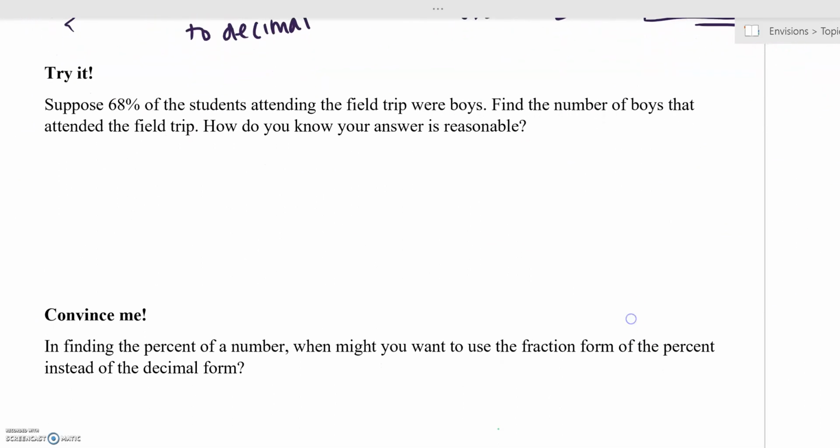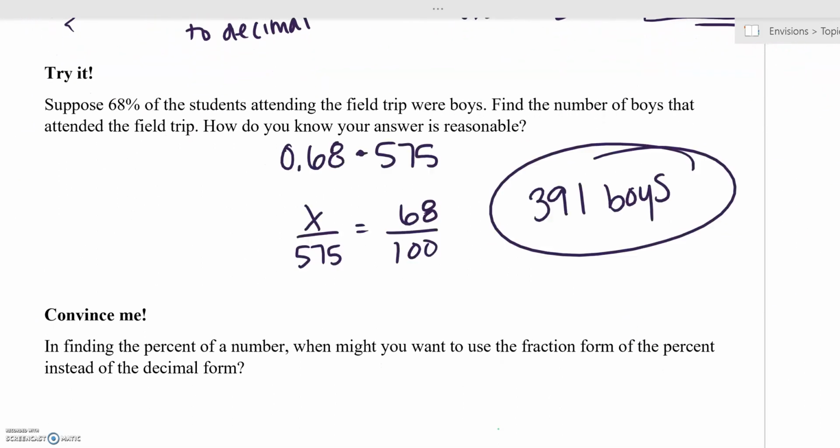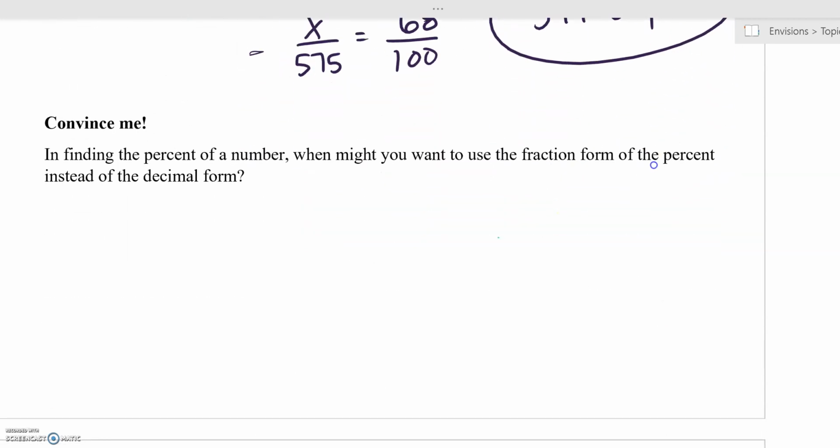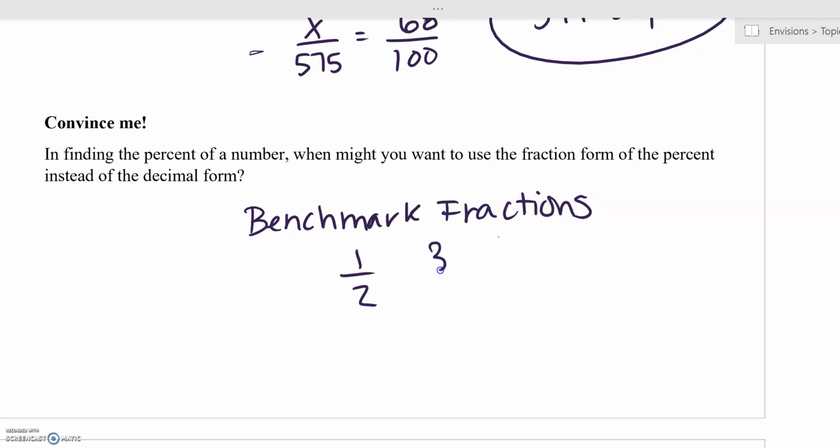Okay, here's your try it and convince me. Go ahead and work through these. All right, so I set both of these up. I didn't show much more of my work, but I set both of them up, whether I wanted to use the equation or the proportion here, and I got 391 boys. Now, the convince me said, in finding a percent of a number, when might you want to use a fraction form of the percent instead of the decimal? Those would be things like our benchmark fractions, like 1/2, maybe 3/4, 1/4, those benchmark fractions that we would want to use for mental math.